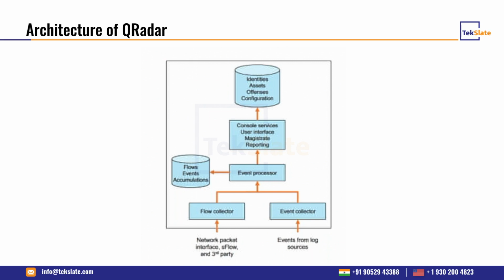Next is the last database, that is the Postgres database. In that Postgres database, we have stored the identities. Now identities and assets are the same, as identities are a part of the asset. Next is offenses. If any offense occurs, it is not going to be stored in the Ariel database, it is going to be stored in that Postgres database. So this is how all the configuration works. This is the basic architecture of QRadar.